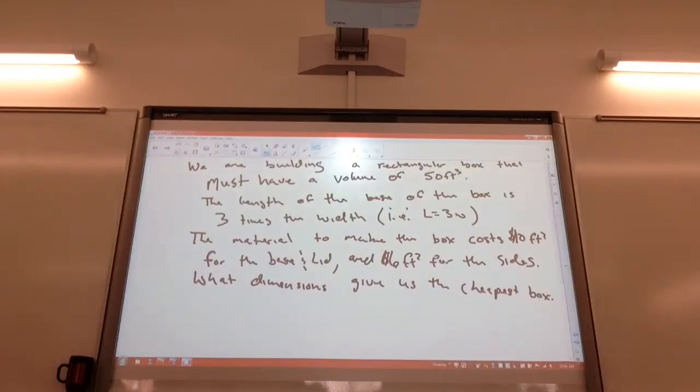Well, so this is everything you got. So let's start organizing our information, okay? We've got a volume. We've got a relationship between the length of the bottom of the box and the width of the bottom of the box. The cost is $10 per foot squared, okay? And then we're told the material to make the sides of the box has a cost, okay?